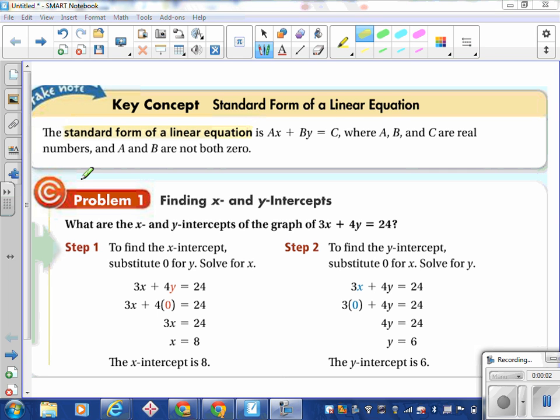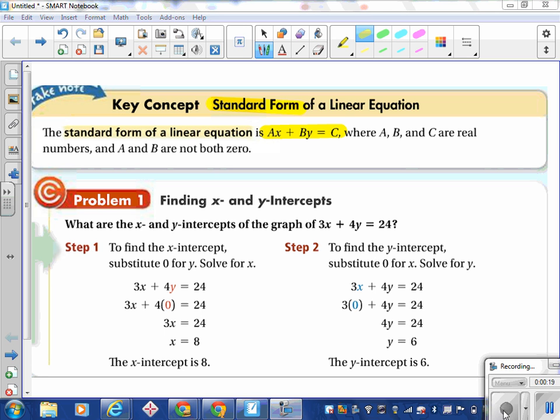Let's take a look at the key concept in this section. We're going to take a look at standard form of a linear equation. Standard form is written as ax plus by equals c. Let's take a look at how we can use standard form to find the x and the y intercepts.